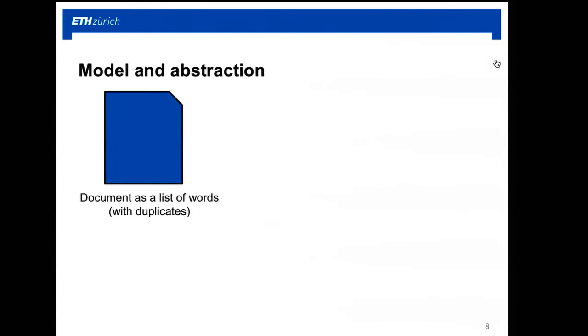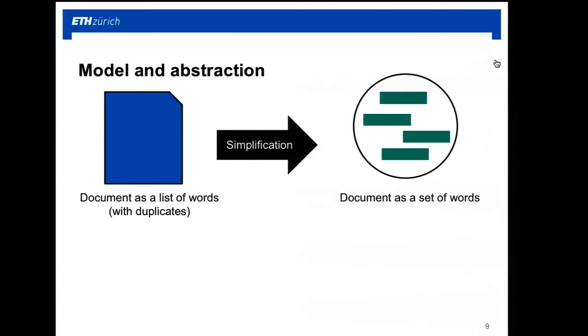And what we did is we abstracted away, because originally we have a list of words, the order is important, and we have the duplicates, but we simplified this, and instead we're saying we have a set of words. Set means we throw away the order and we throw away the number of occurrences. Okay? A bag of words would have preserved the number of occurrences, right?